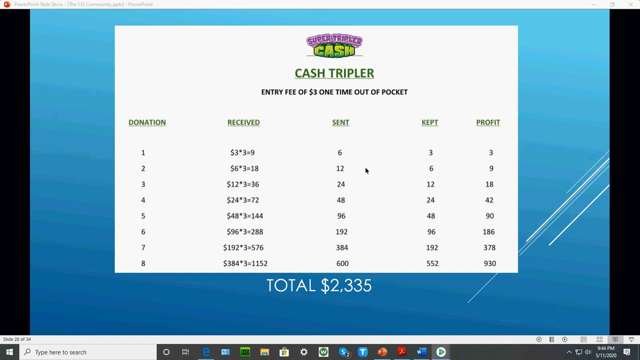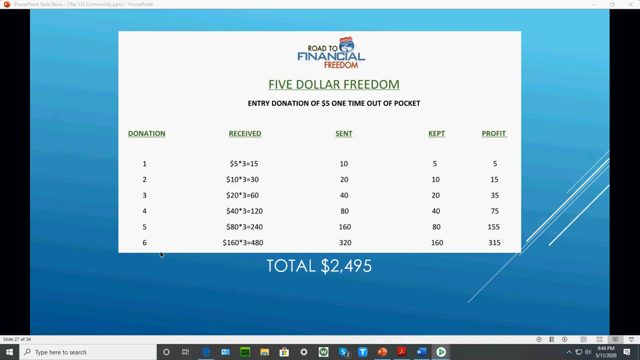This is, I'm telling you, focus on the process. The 8th donation day in the cash tripler becomes the 6th donation day in the $5 freedom. Now the 3 people in the $5 freedom are donating $160 each. That's $480 that you take in. $320 of that you're going to donate to your inviter. You keep $160 for yourself. That's $315 just in the $5 freedom that you've accumulated, taking you over $2,495 to this point.